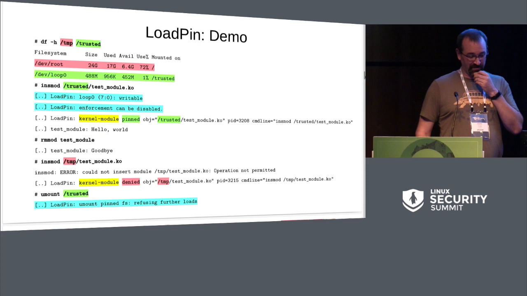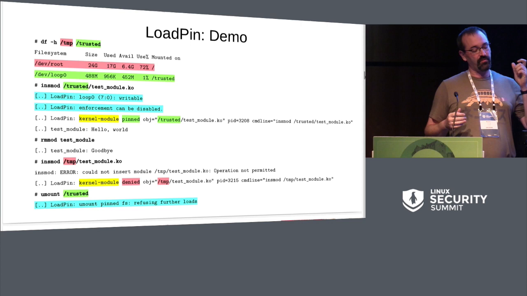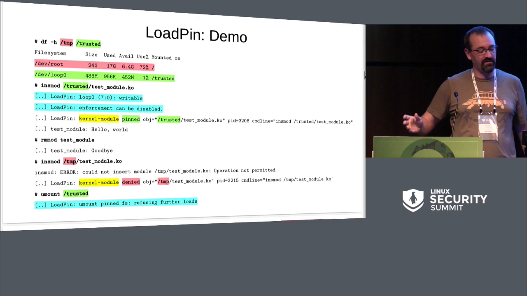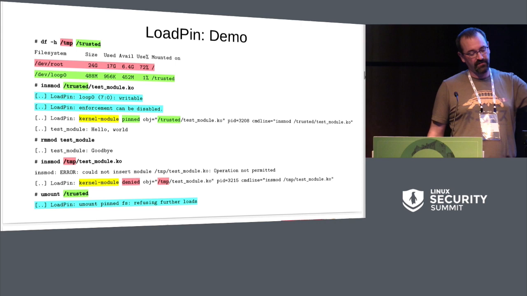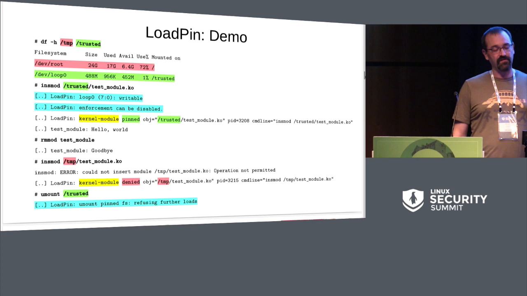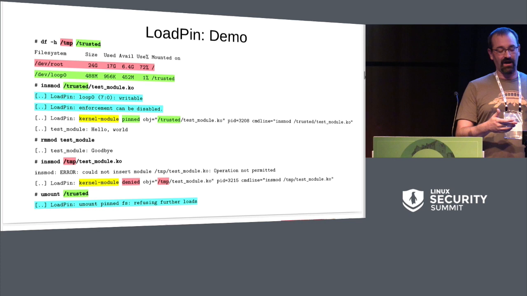Okay, LoadPin demo, back to this. This is a quick view of, say, /tmp in red and /trusted, which let's say you've been cryptographically checking. And you go and do an insmod on some module out of trusted. And if you look at the dmesg output, this one happens to say that the backing device for this file system is in fact writable. So I'm not even going to pretend that this is an enforceable situation, but for testing, sure, we'll pretend that it's loadable, but you can turn this on and off.